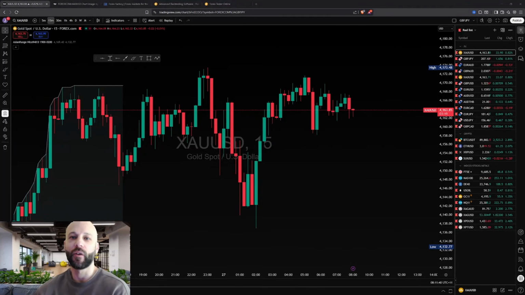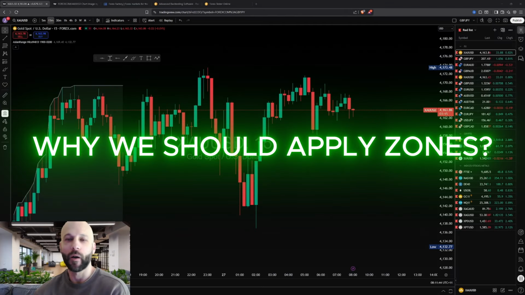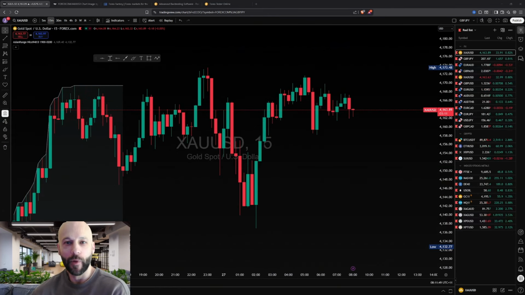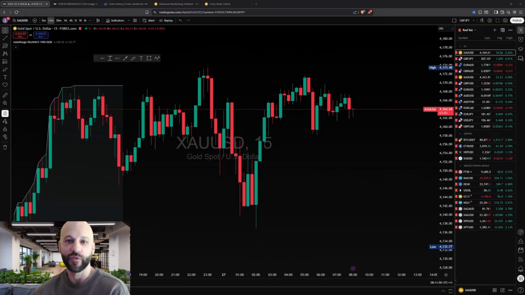So a popular question on live streams, guys, is how do I mark up my zones and why do I mark up my zones the way I do? So what I'm about to show you is exactly how I mark up my zones and why I think it's important for you to also understand what the significance of these zones are and how price tends to react to those zones. So let's get into the video, guys.